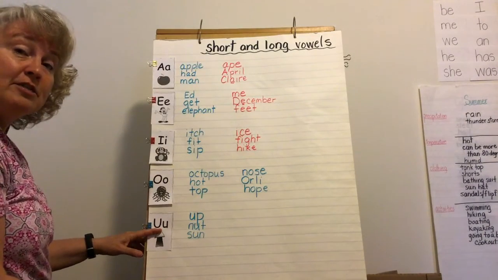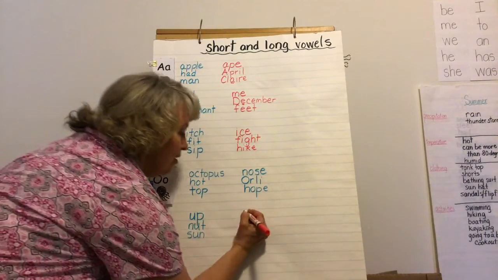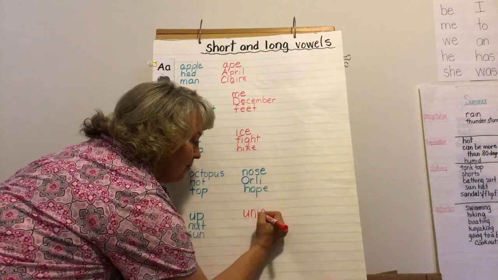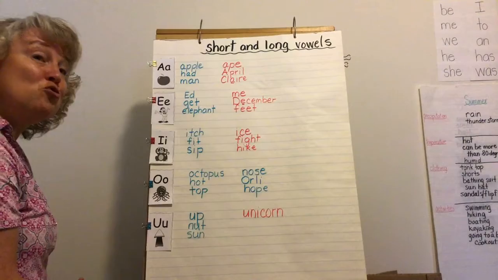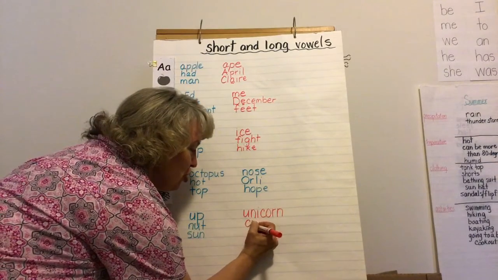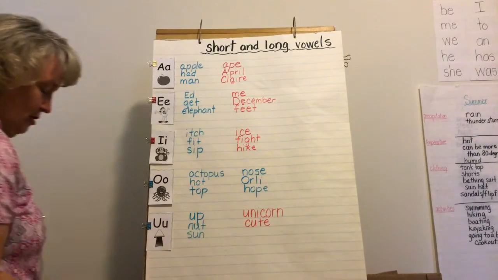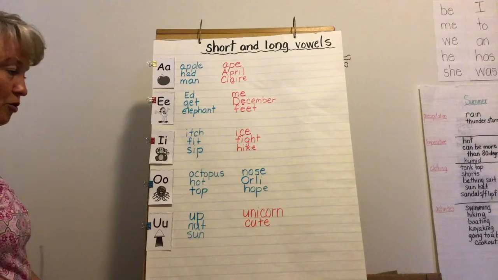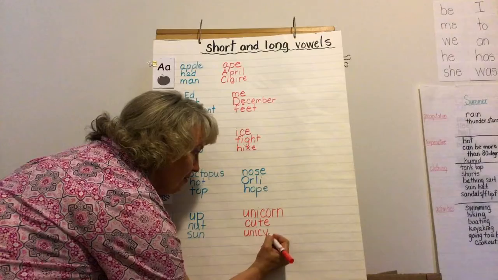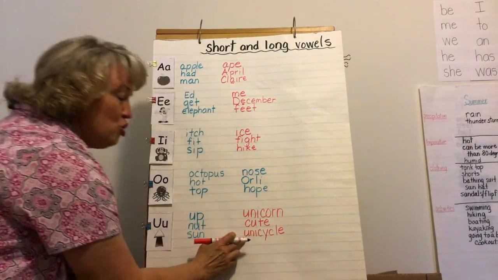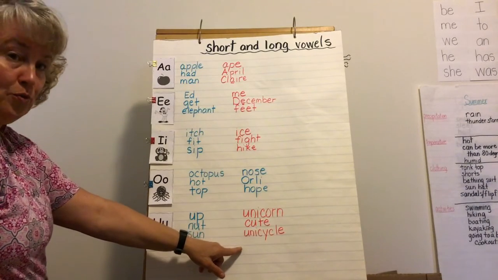And a long U says its own name. It says you, like the word unicorn. Or the word cute. The unicorn is cute. Cute. Or I could use the word unicycle. Unicycle. So we have short U and we have long U.